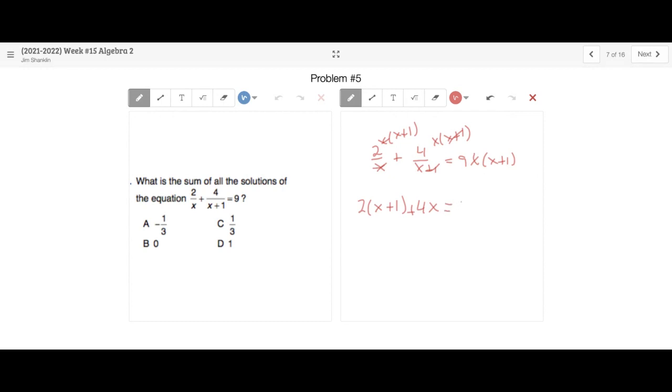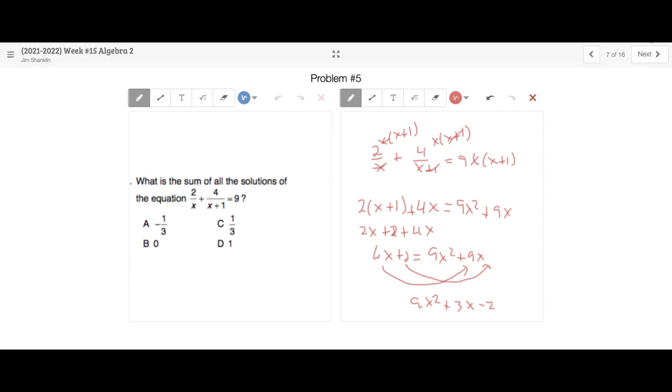This one looks very familiar. 9x squared plus 9x. Another quadratic. No. All right, so I'm going to multiply through here. That gives me 2x plus 2 plus 4x. I'm just going to add that together. So I got 6x plus 2 is equal to 9x squared plus 9x. It's a quadratic, so I'm going to bring this over to the side. I'm going to subtract 6x off, and I'm going to subtract off 2. So I'm going to be left with 9x squared plus 3x minus 2.